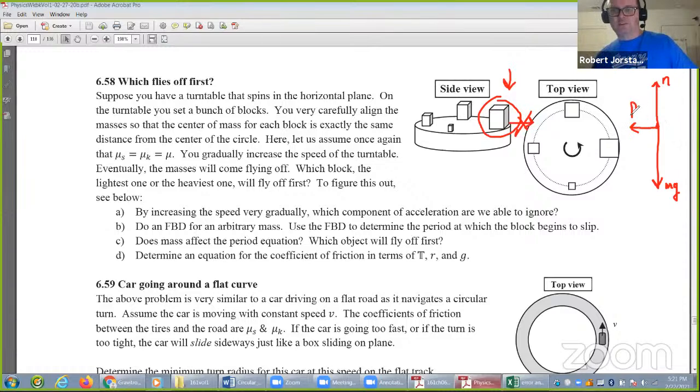What is the force that pushes it outwards? AC? AC is an acceleration. It's not a force. What is the force that pushes outwards on that block?